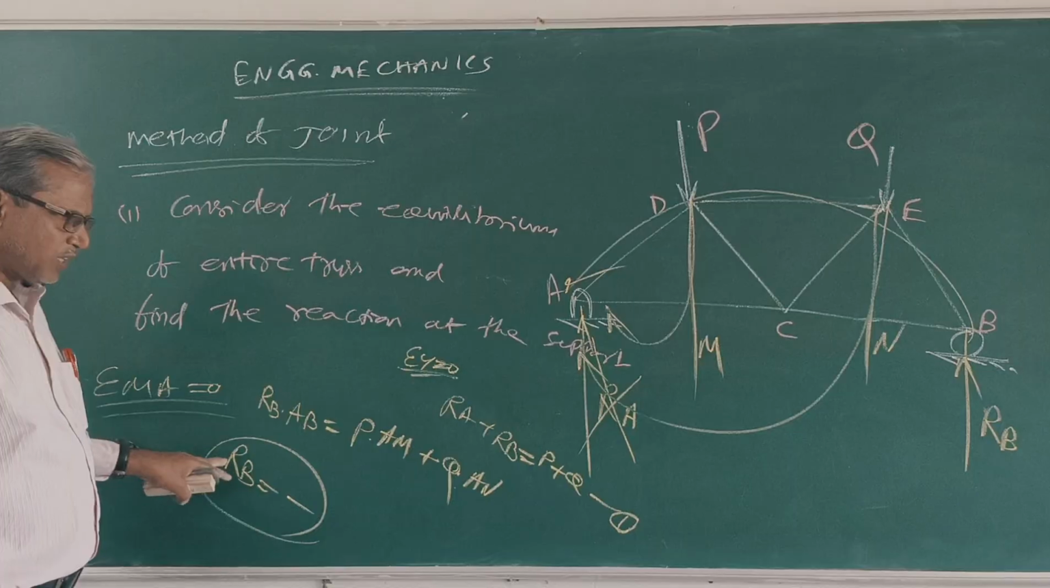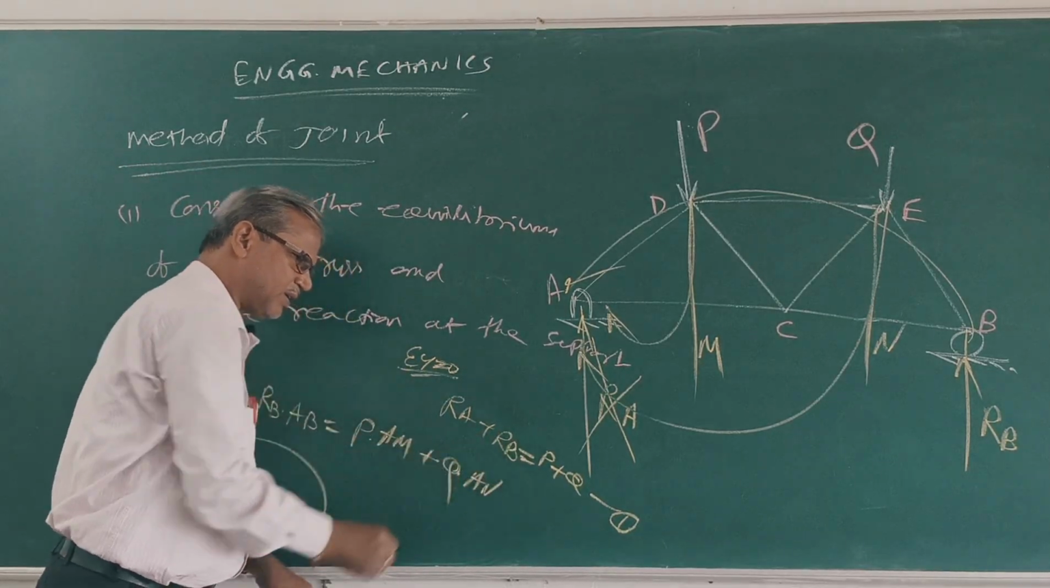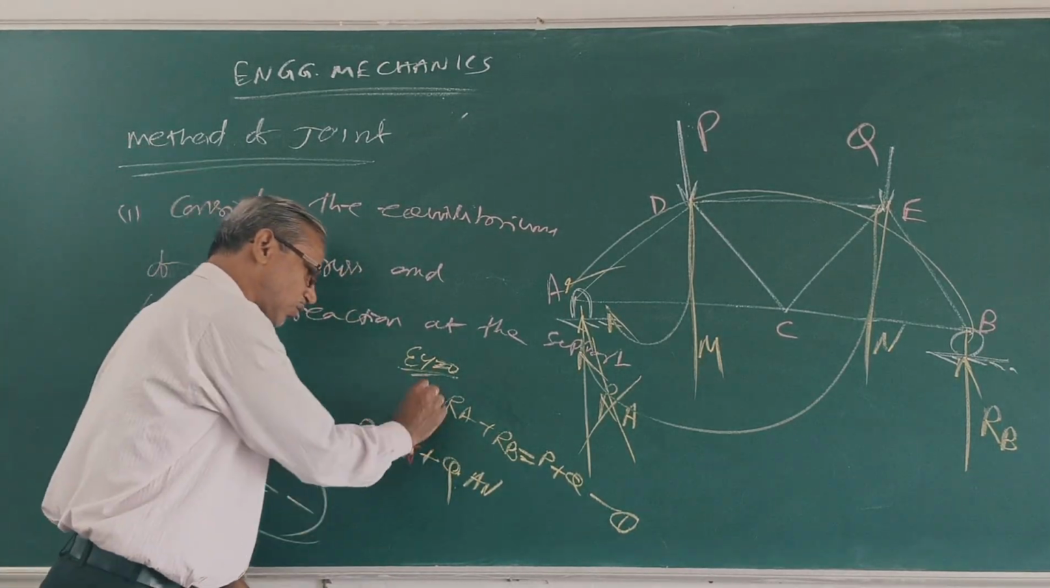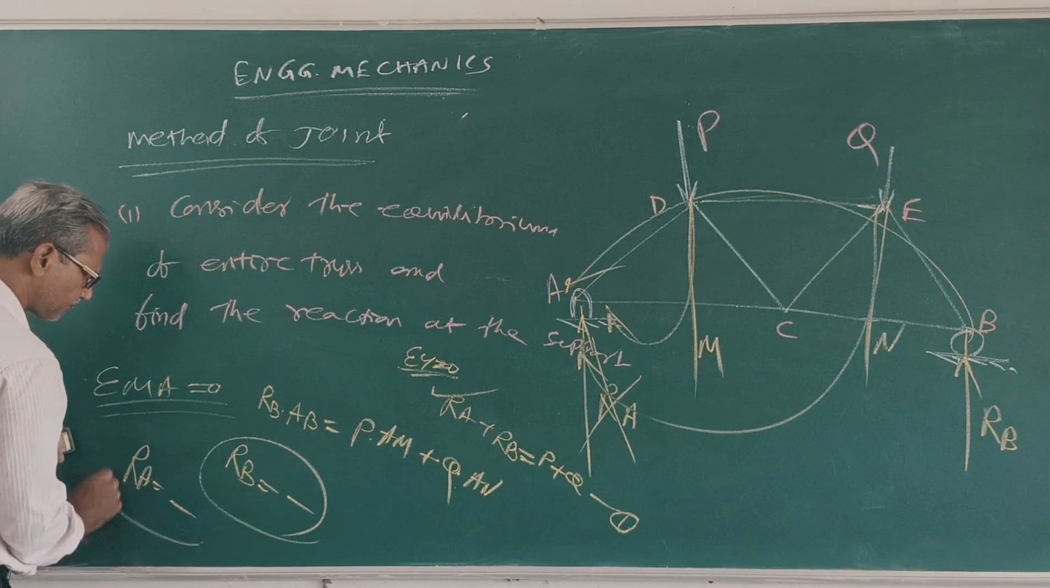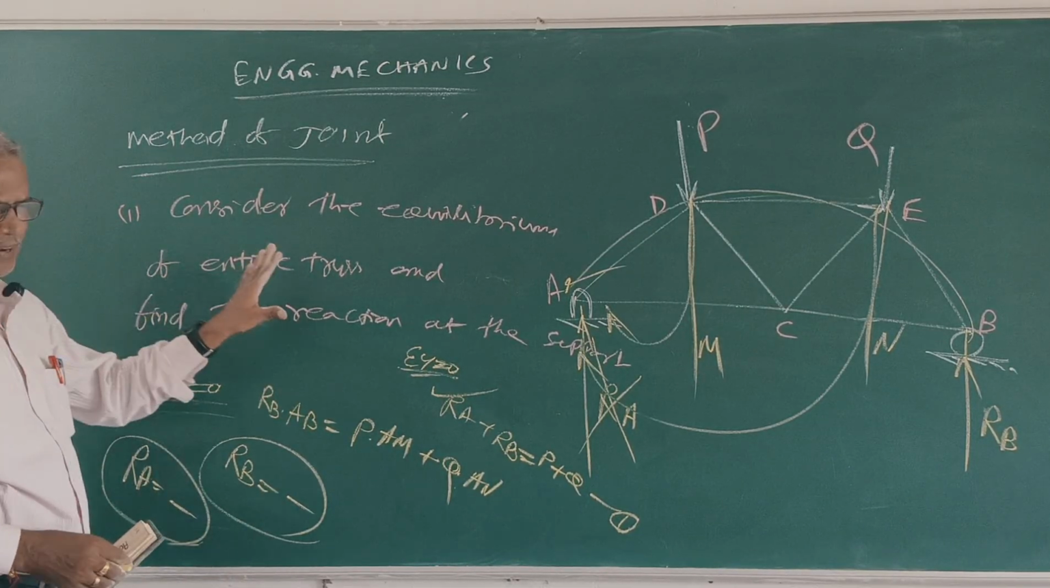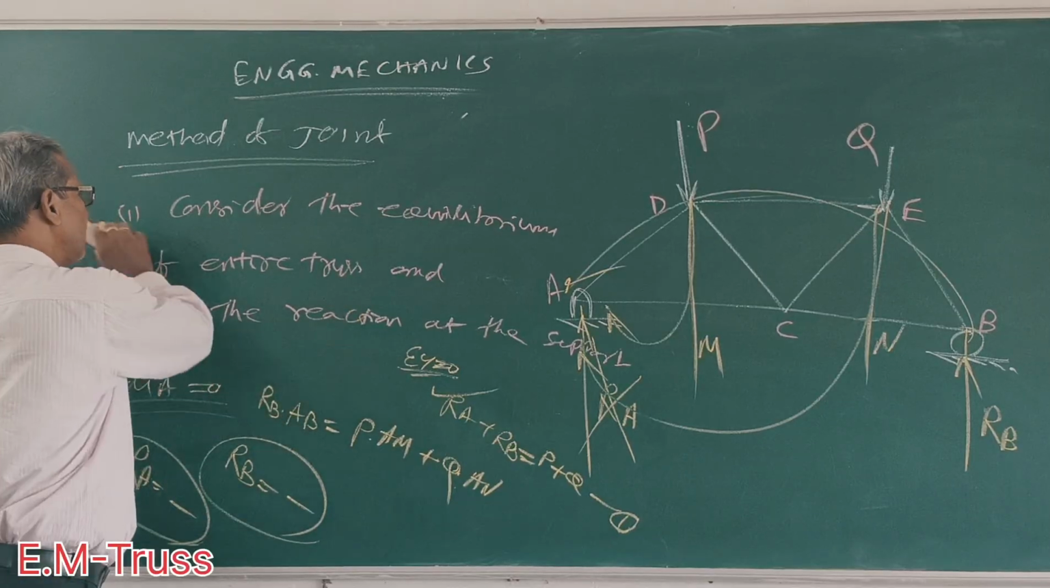Put the value of RB in equation 1, then find out RA. First point completed. Then number 2.